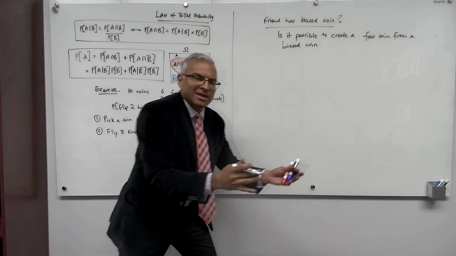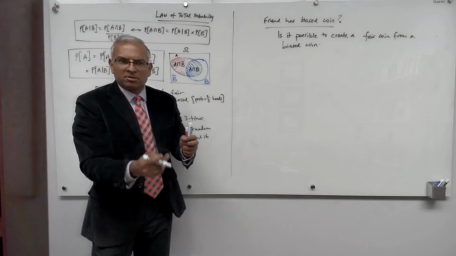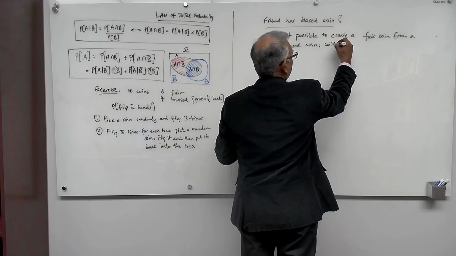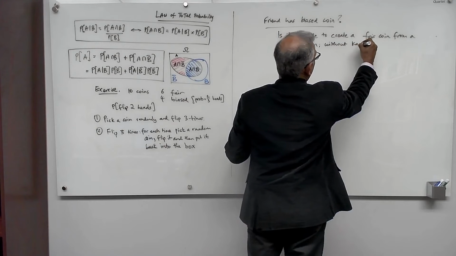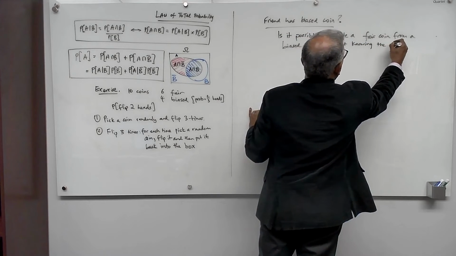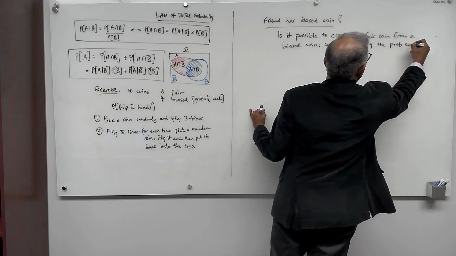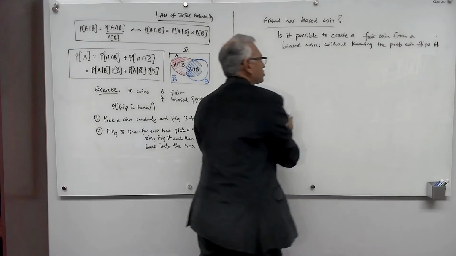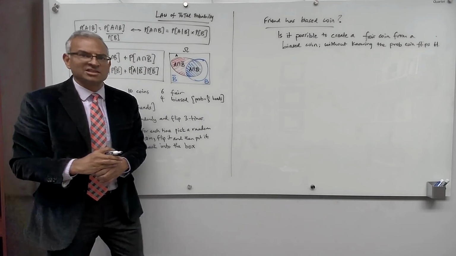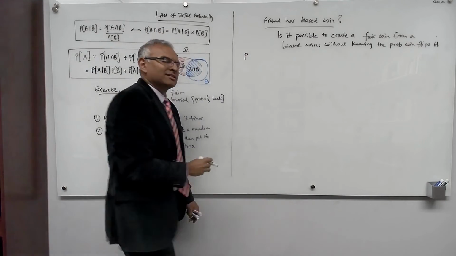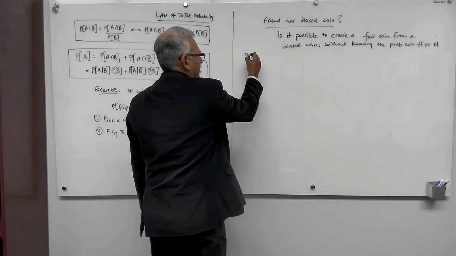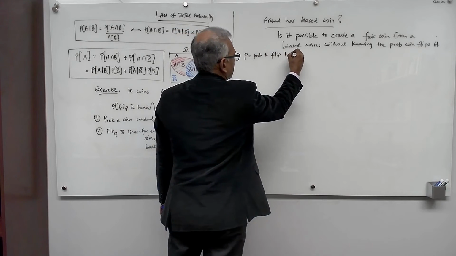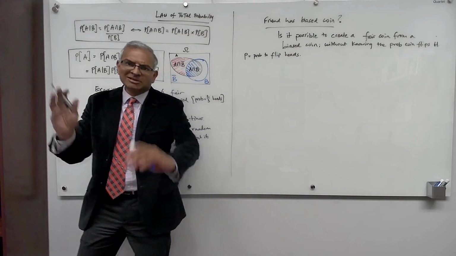Without knowing the probability that the coin flips heads. So let's call the probability that the coin flips heads P. So for a fair coin, P is a half. P equals the probability to flip heads. Okay, so here's my suggestion.